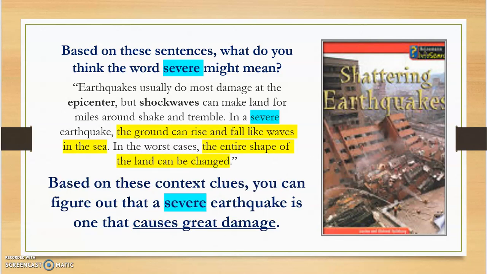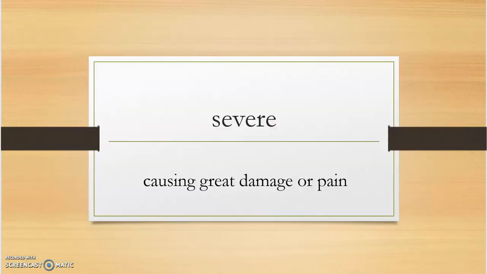Okay, let's take a look. So now we know, looking at some of these clues, the words that came after that vocabulary word severe, including the ground rising and falling like waves in the sea, and then also causing the entire shape of the land to be changed, we can determine that the word severe must mean something that's causing great damage. So again, severe meaning causing damage or pain.